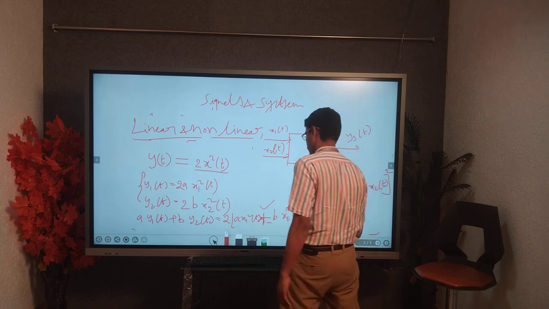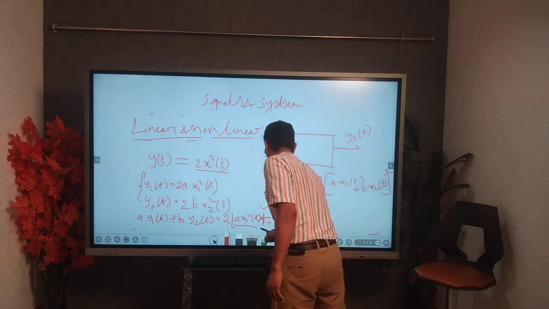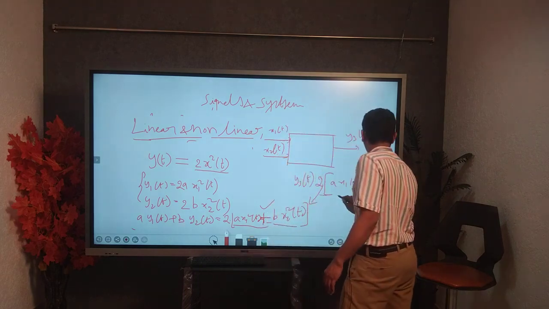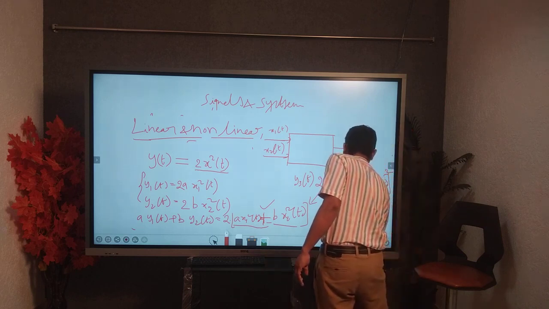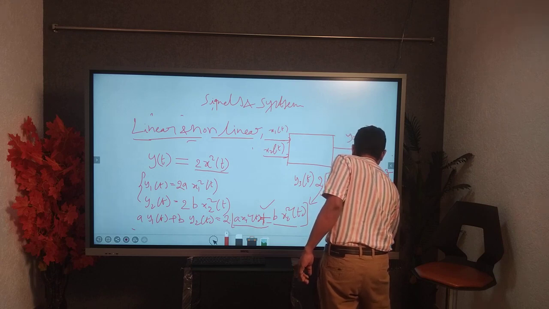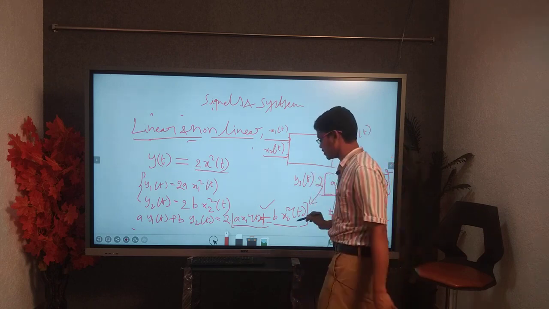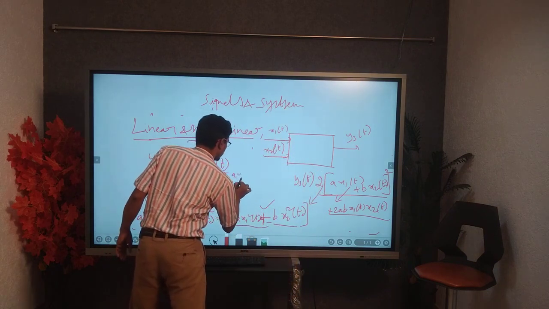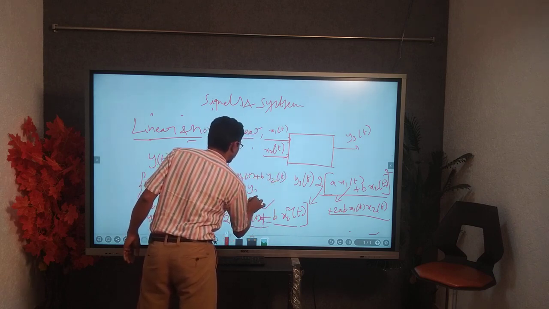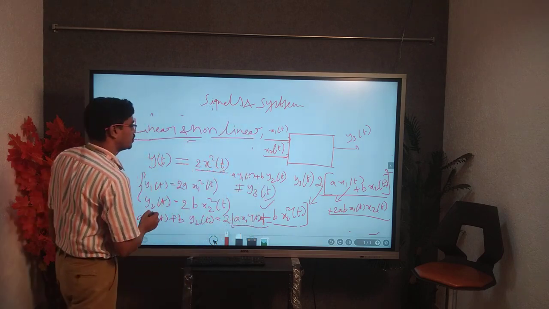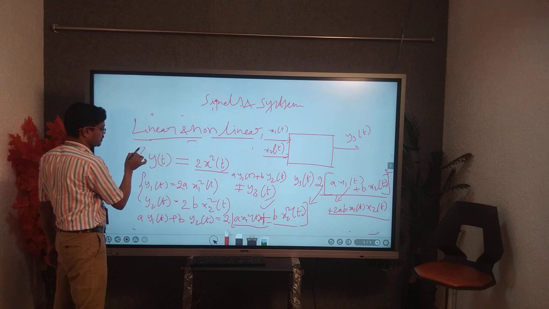This is not equal to the individual responses, because the individual response is a x1 square of t plus b x2 square of t, and another term, 2ab into x1 of t and x2 of t, will come from this equation. So the given system is a non-linear system, because a y1 of t plus b y2 of t is not equal to y3 of t. The individual responses do not equal the total response, so the given system is non-linear.